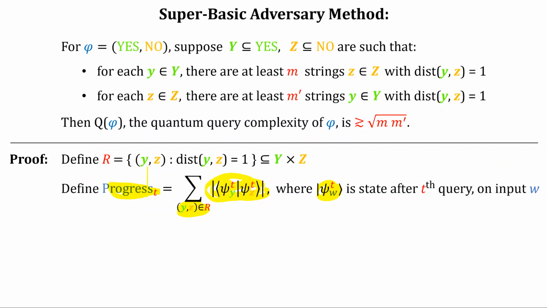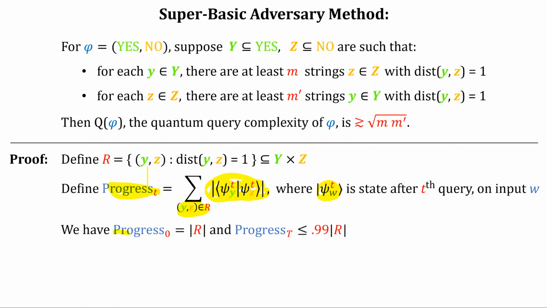So it's sort of an aggregate measure of how well the algorithm is doing at time t, telling the difference between yes strings and no strings. You know, telling the difference between these difficult pairs in capital R. So it's somewhat natural. And let's see, what can we say about this progress measure?